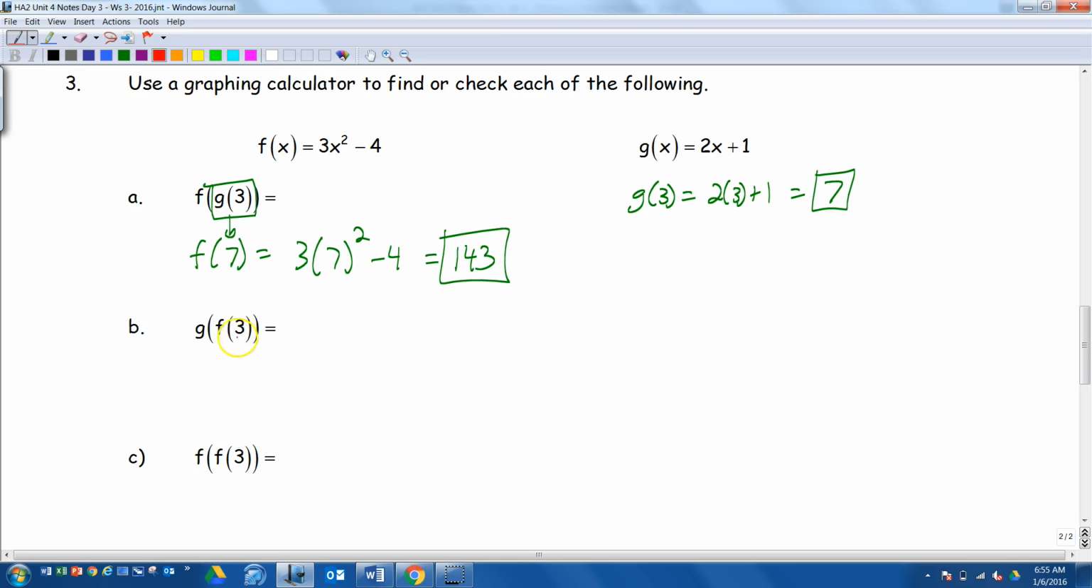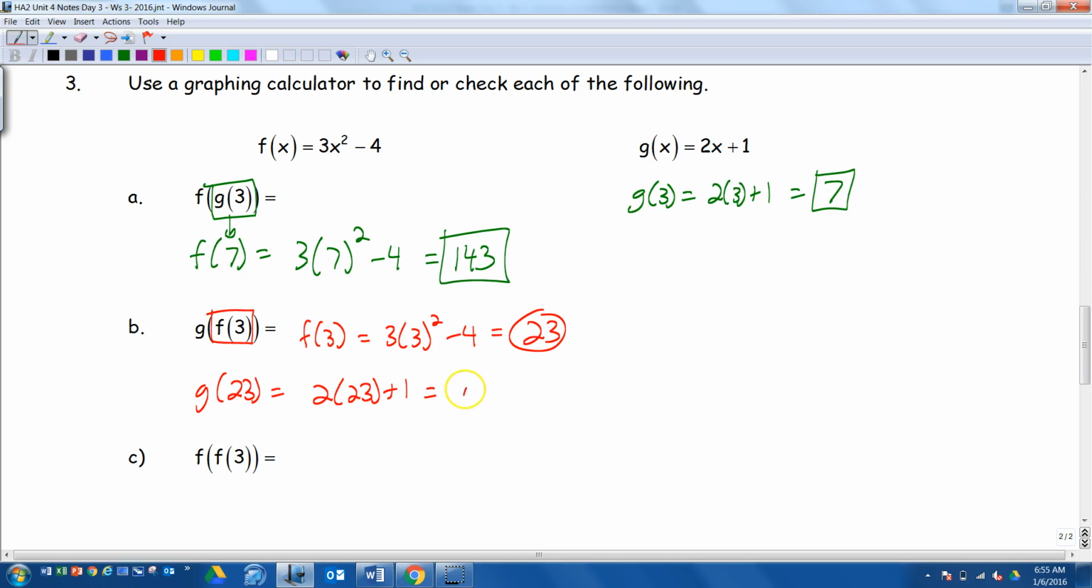So if I do f of 3 first, f of 3, you just plug a 3 into the f function and solve, and you get 23 for f of 3. So that's that. So now we want to know what g of 23 is. That's going to be a big number. Well, actually not too bad. You get 47. So the final answer for B is 47.